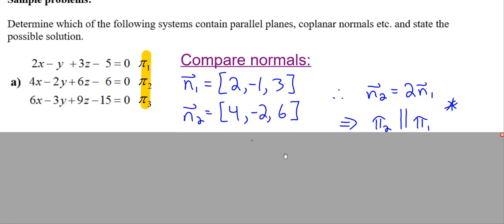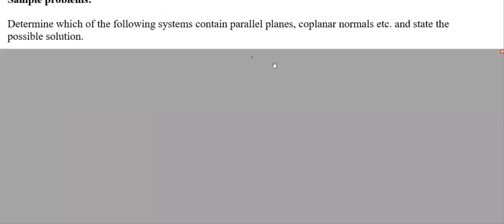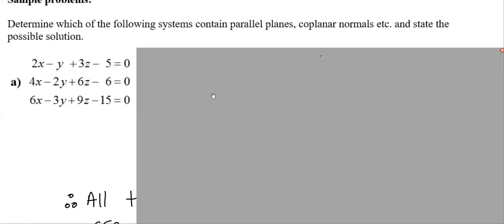Okay, now part A, you always start with the normals. So you're trying to determine the intersection of these 3 planes. So you know you have 3 planes, you get 3 scalar equations. All right, determine which of the following systems contain parallel planes, coplanars, and state the possible solution. Now that language can change. That could just basically say, find the intersection of the planes.